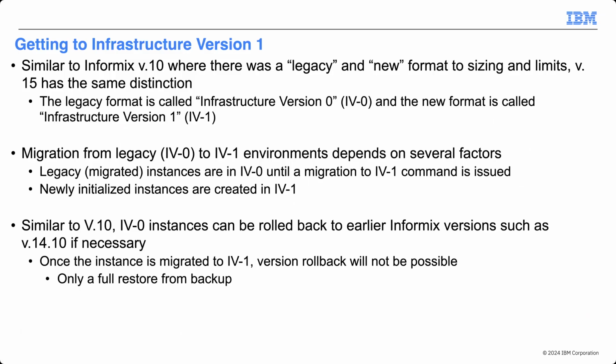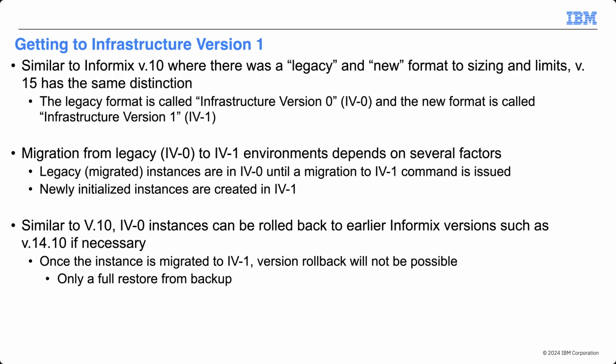There is a specific command that you need to execute that triggers conversion of the instance to infrastructure version 1. And once that is triggered, you cannot use the reversion functionality to move back. You will have to take the level 0 backup that you created prior to making the change, and restore from that backup to move back to your earlier version of Informix.